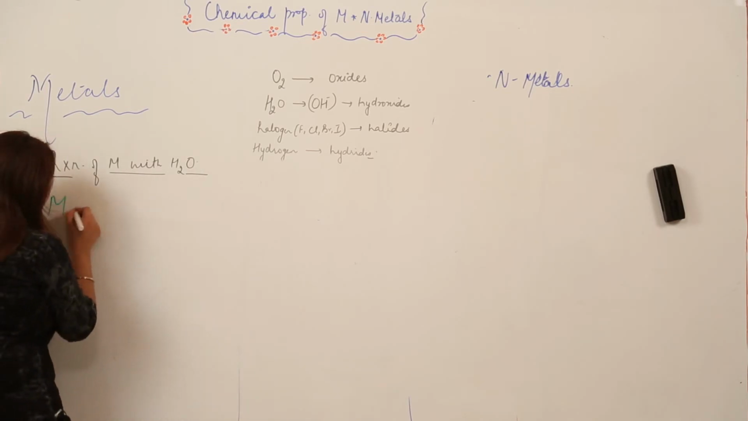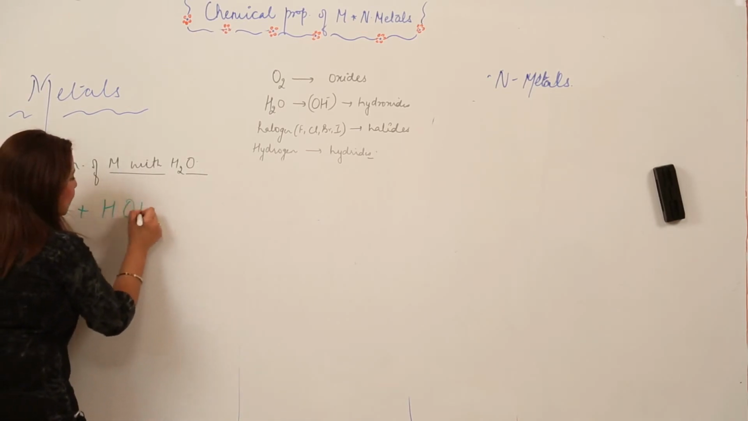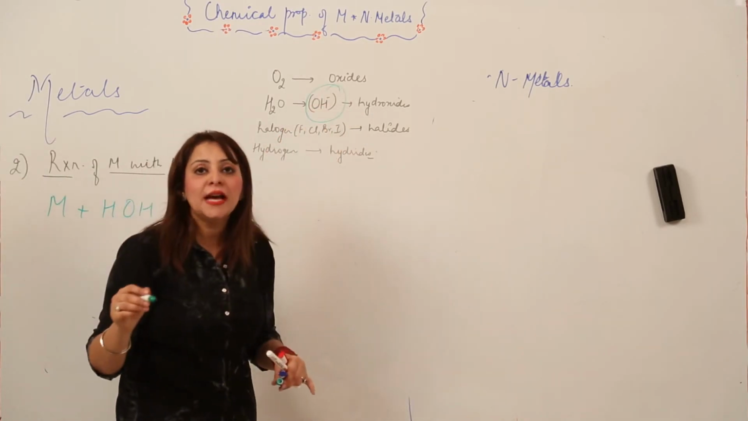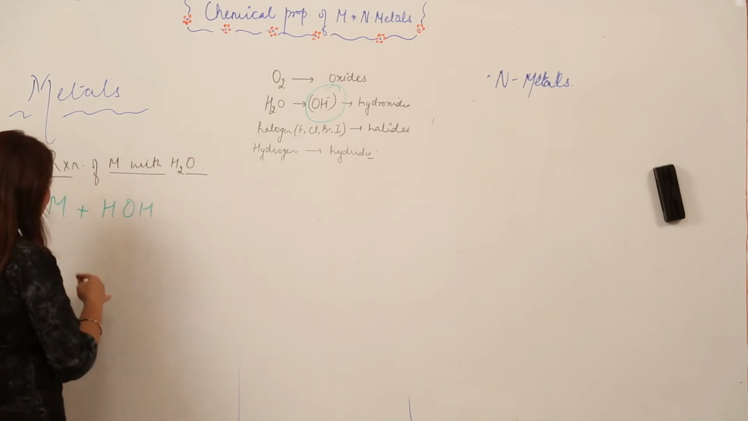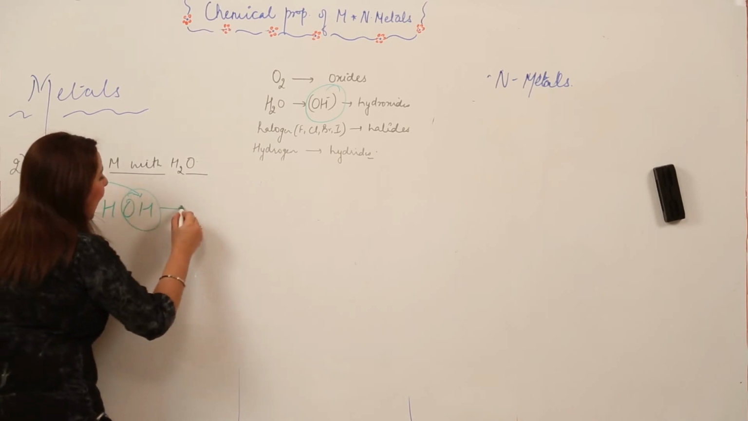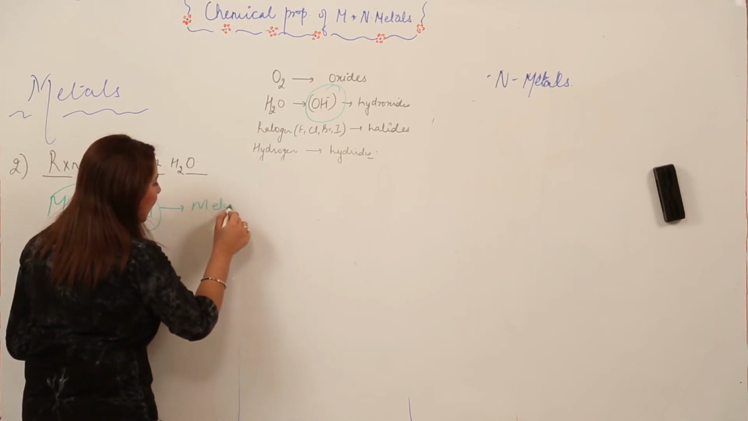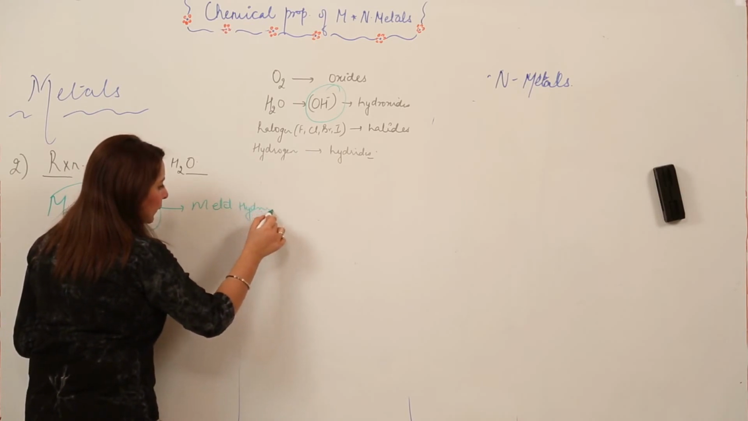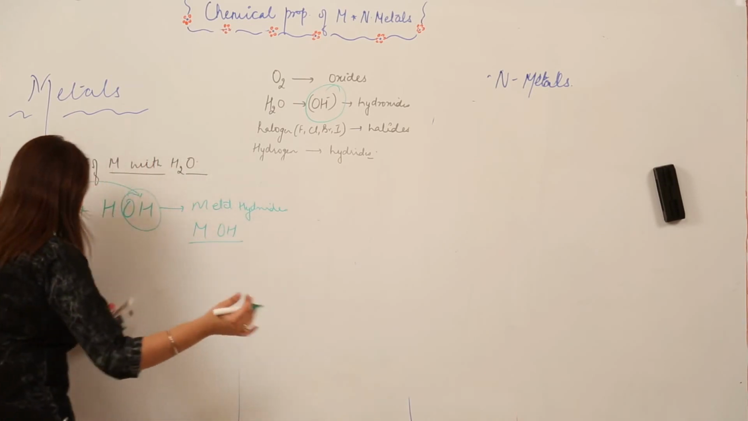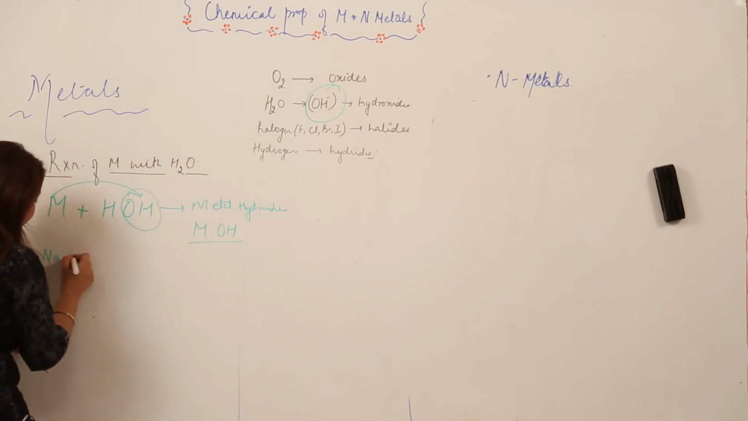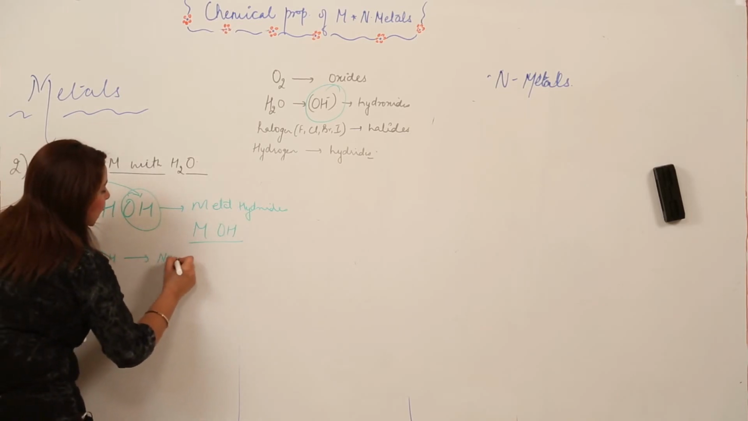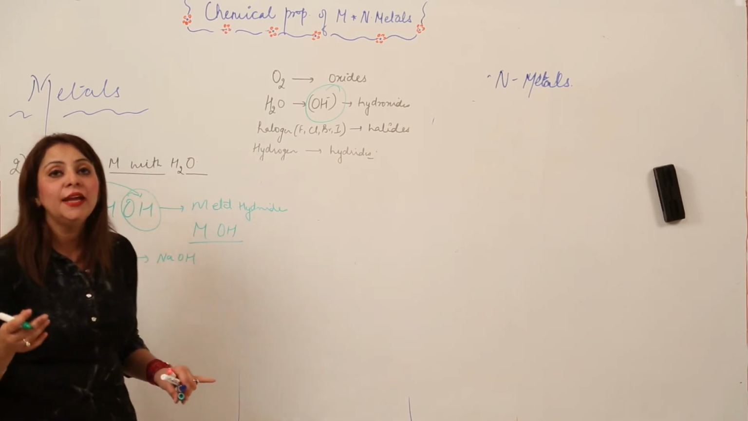When metal reacts with water, as I told you, when something reacts with water, it gets crisscrossed with the hydroxide ion. So the same happens in this case. When metal reacts with water, it gets crisscrossed with this hydroxide ion and leads to the formation of metal hydroxide. I am stating an example. Suppose I have Na. When I react Na with water, what do I get? I get the hydroxide with formula NaOH.